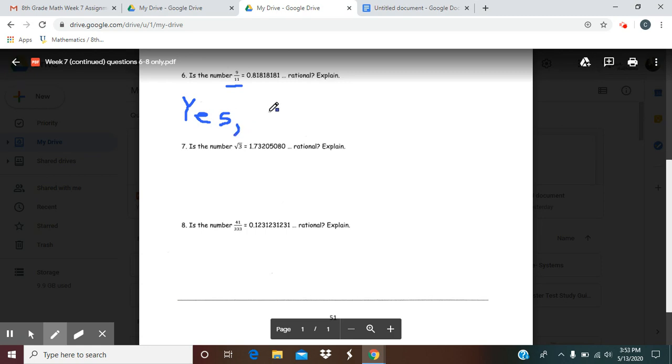And we can explain ourselves by saying that it is a repeating decimal, or that it can be written as a fraction. Both would be a good explanation. So I can say yes, it can be written as a fraction. That is what I'm going to say here.